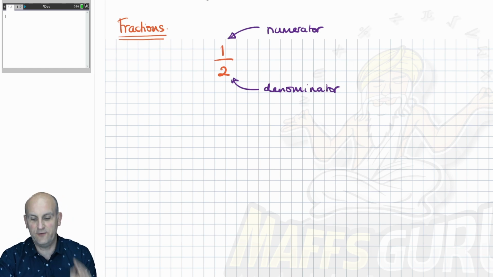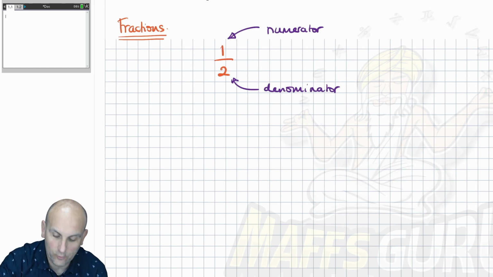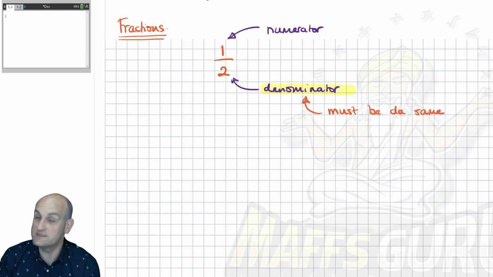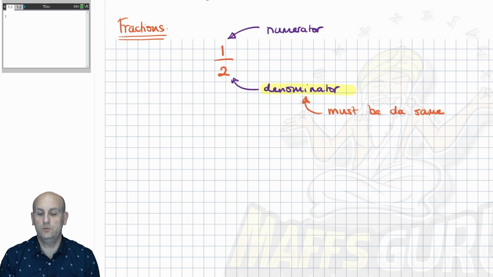When you add or subtract fractions, the rule is the denominators must be the same. And yes, I did write the same. It's not my problem. I'm a maths teacher, not an English teacher. Leave that to the English department to sort out. All right, must be the same. When that is true, we can add or subtract fractions, right?